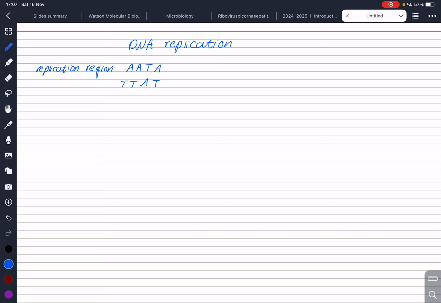The replication will start at this region. But why? Because between the bases of this region, we have two hydrogen bonds. But if it was G, C, G, G, C, G, C, C, for example, there would be 3 hydrogen bonds between them, so it's harder to break them. Therefore, the DNA starts replication from this part.